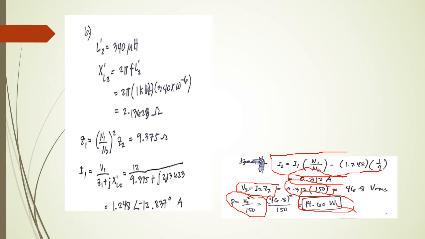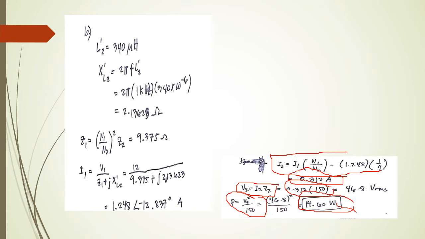So, to find the reactance of the inductor, we have X prime L sub L2, equal to 2 pi times the frequency, then the L prime 2. So, we just substitute the frequency, which is 1 kilohertz, and then the inductor. Now, we have 340 times 10 raised to negative 6. So, plug in the calculator, we get 2.1363 ohms.